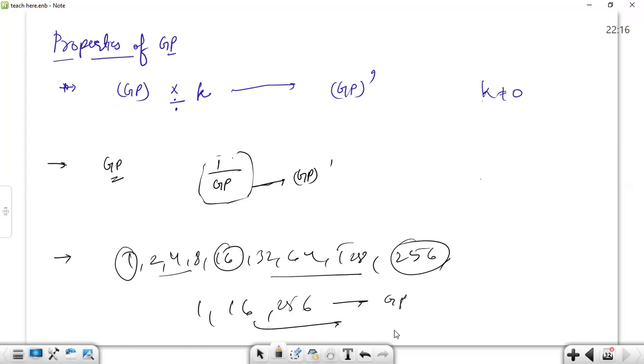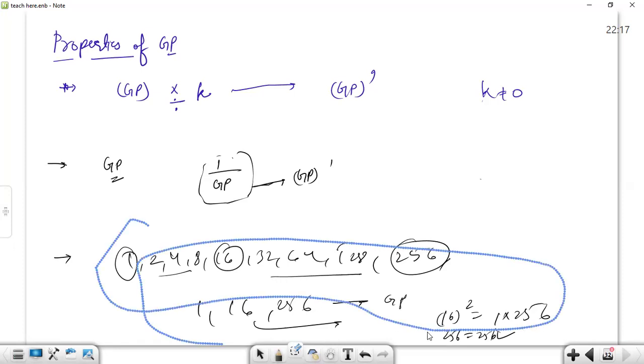Let's check it. For these three terms to be in GP, the square of the middle one should be equal to the product of the other two. So 16 squared is 256 only, right? 256 is equal to 256. Yes, it is true. Clear? Any doubts? No, sir. Great. So this is what the property says.